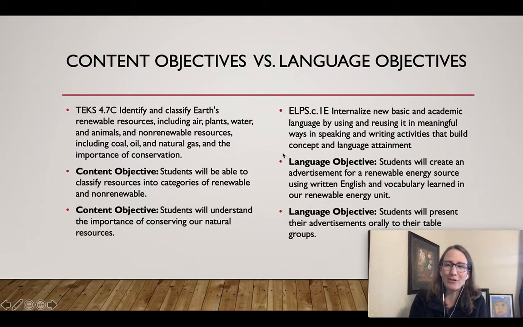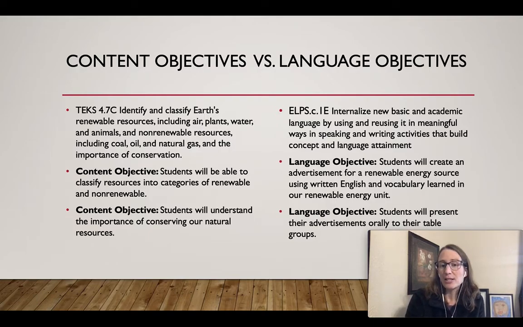They're not going to understand what that means. So the language objectives, both in an understandable format for me as a teacher and for my students to understand what they're going to be doing probably this entire week of learning, is that students will create an advertisement for a renewable energy source using written English and vocabulary learned in our renewable energy unit. So the key word there is writing, written English.